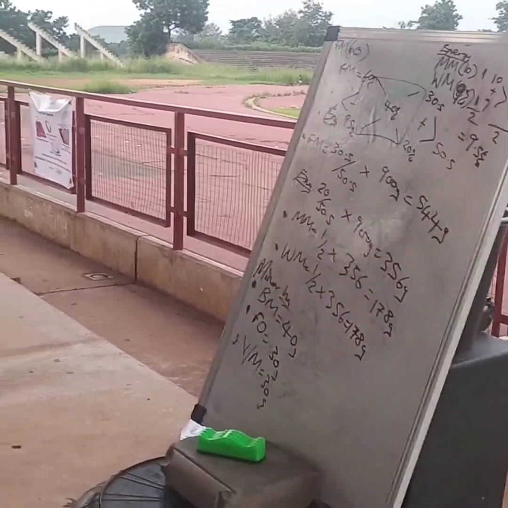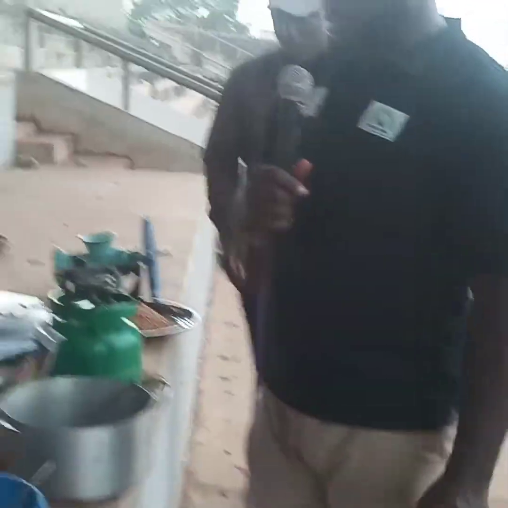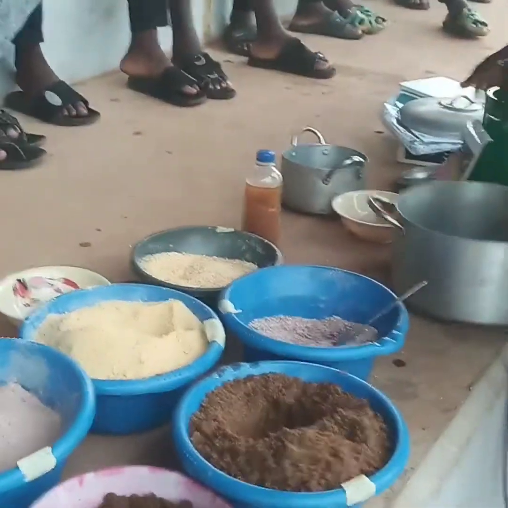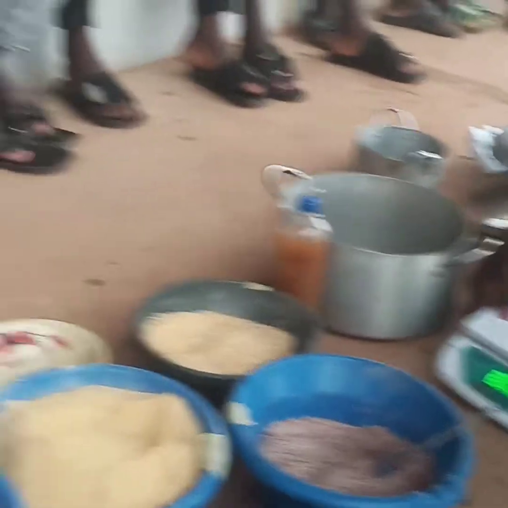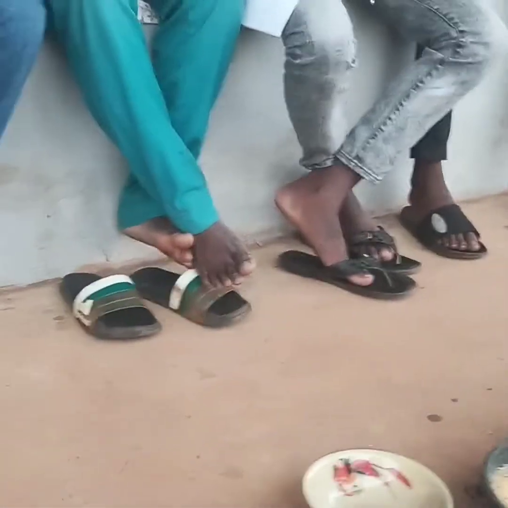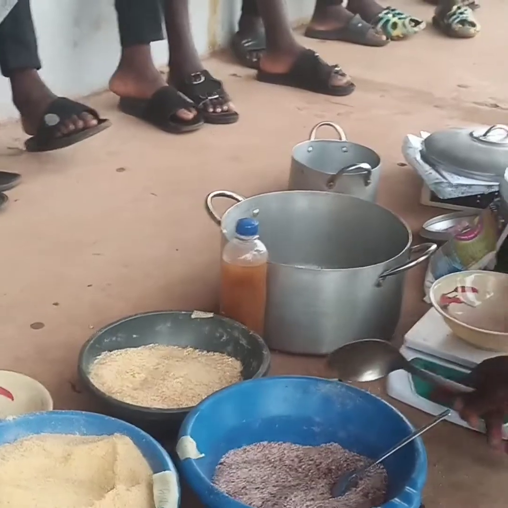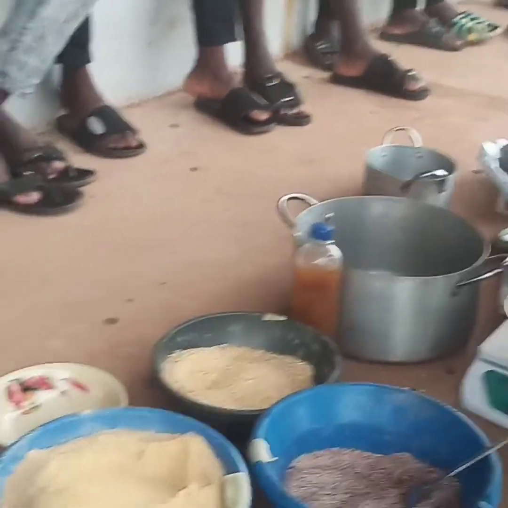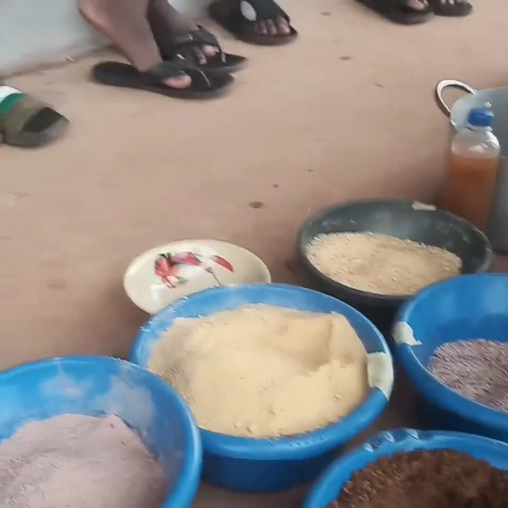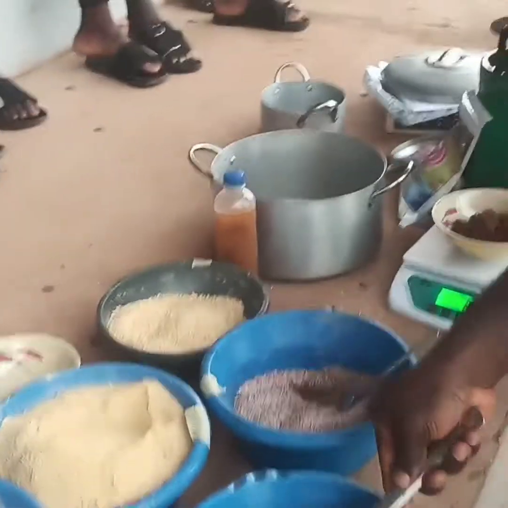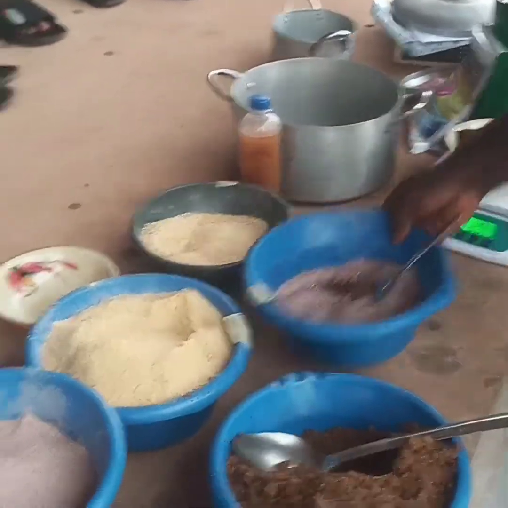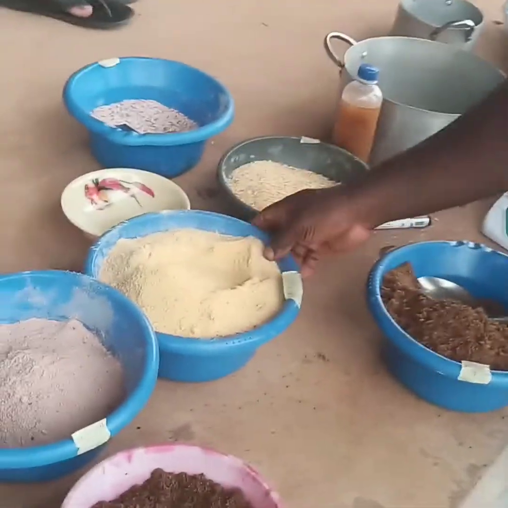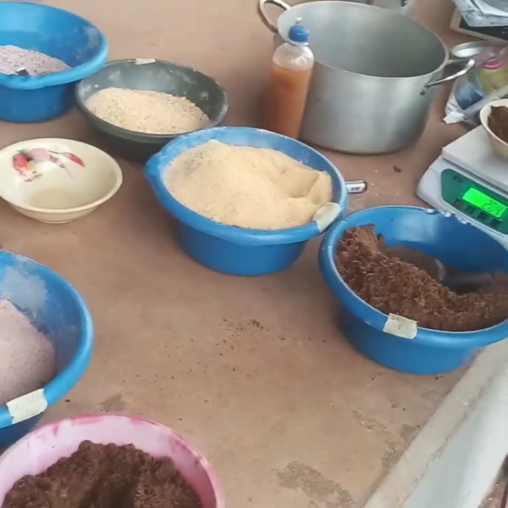So let's mix. 544 of fish meal. So we're using well-ground ingredients.